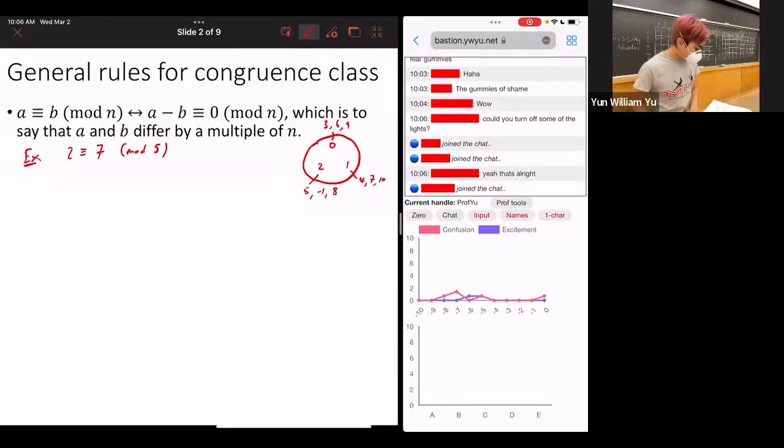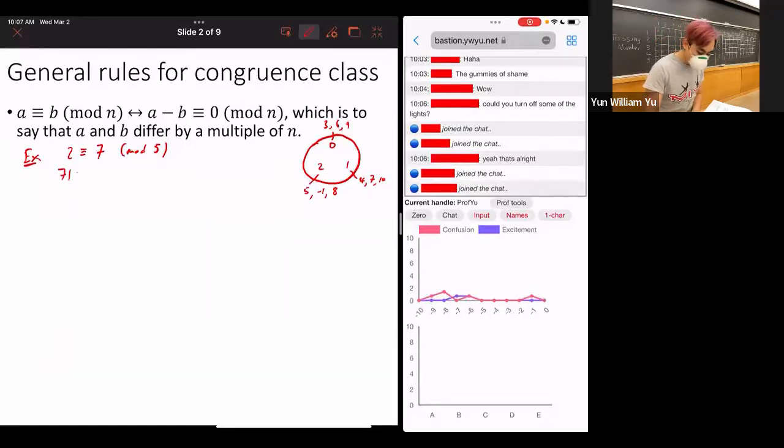Yeah, so 2 is congruent to 7 mod 5, since 2 minus 7 is minus 5, or 7 minus 2 is 5. But more importantly, it's not just congruent to the smallest numbers. 71 is also congruent to 51 mod 10, because 71 minus 51 is equal to 20, which is a multiple of 10. So if you had a group of size 10 and you tossed the beanbag around 71 times, that would be the same as tossing around 51 times, which was also the same as tossing around just once.